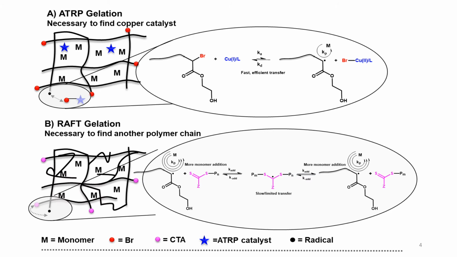This is a schematic representation of the two techniques in the presence of cross-linker. The first one, the top one, is the ATRP gelation. You can see that due to the small size of the copper metal catalyst, it can continue the polymerization even in the presence of cross-linker. But in the RAFT polymerization technique, in the bottom figure, the propagation step gets interrupted due to limited transfer. This can result in heterogeneities in the network of RAFT compared to the ATRP technique.